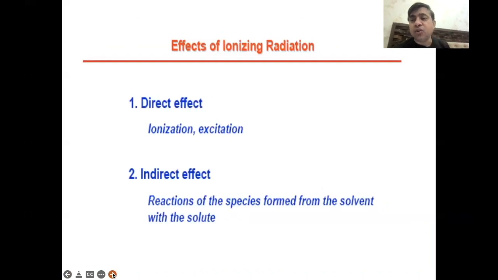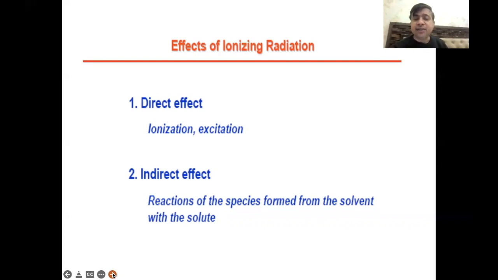Now, the next question comes when we discuss radiation chemistry: does radiation affect directly or indirectly? Radiation affects either way. In the direct effect, ionization and excitation are the two main processes by which ionizing radiation interacts with the macromolecule. For example, let's talk in terms of DNA. It basically transfers all its energy to the various bonds of the DNA. It causes excitation first, and when the excitation is sufficiently high, it leads to ionization. And we know that if the structure of the DNA gets altered, then the basic function is changed.